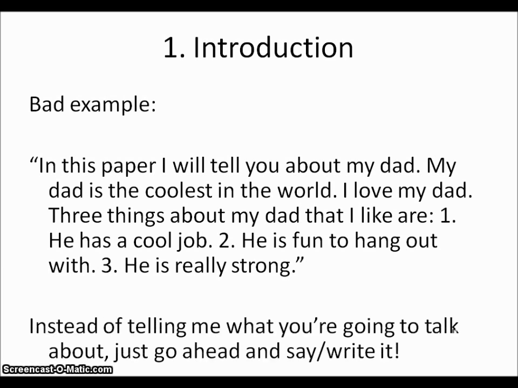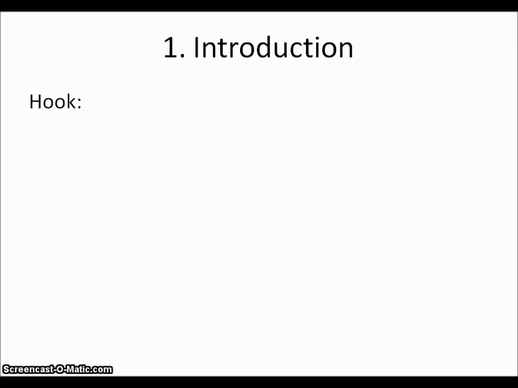Instead of telling me what you're going to talk about, just go ahead and say it, or write it. Instead of telling me, in this paper I will tell you about my dad, just go ahead and say it. 3 things about my dad are: the 3 main ideas should not be listed like this. And I'm going to show you why this is wrong in a minute.